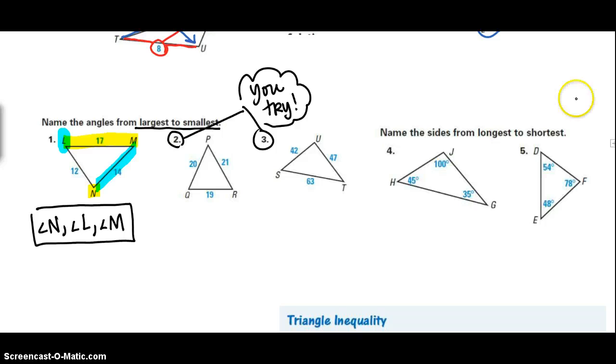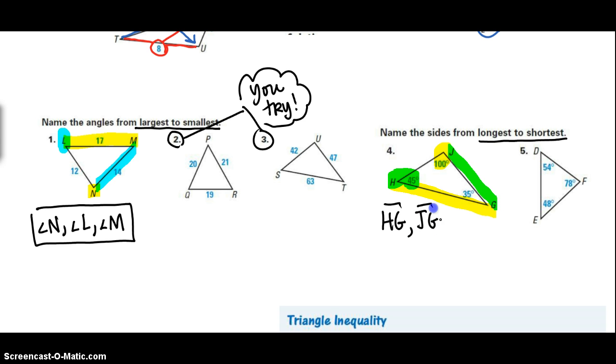So let's look at number 4. Name the sides from longest to shortest. Well, longest would be the biggest angle first. So the biggest angle is what? 100. What side is across from this 100? HG. So HG would be our largest side. What's the next largest angle? 45, which is H. What's across from H? JG. So JG must be our next longest side. And then what's the only side we haven't talked about yet? JH. Okay, so that is from longest to shortest.